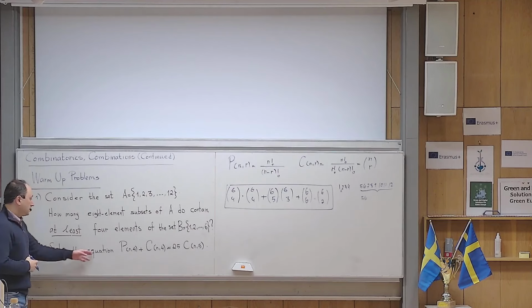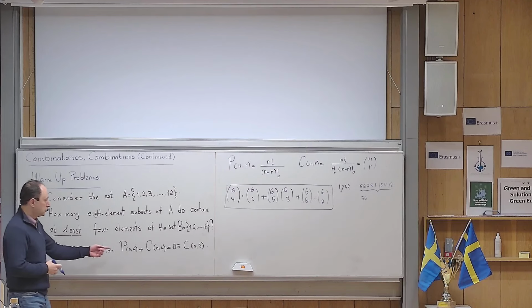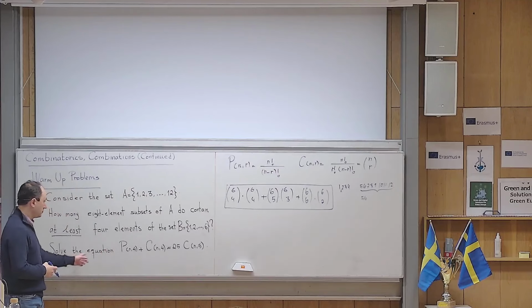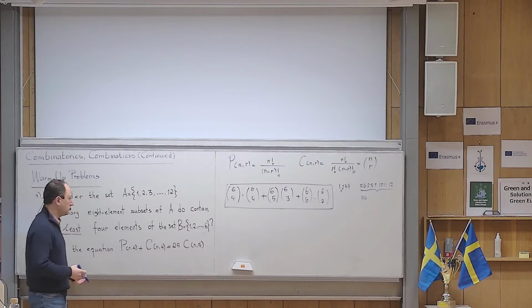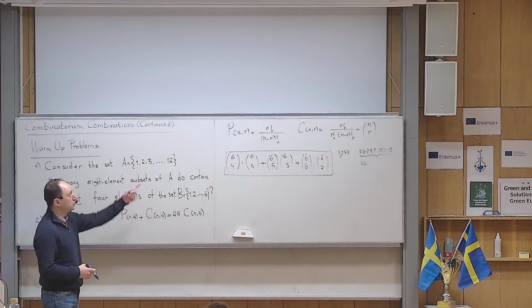But this problem has nothing to do with counting. It's just algebra. Okay, so you want to solve this equation. Solving the equation means finding this missing n. The only thing we are supposed to do is use the formulas up there.